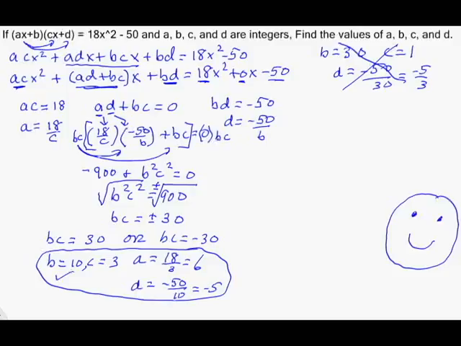Here's one right here, and then other possibilities. Well, you might want B to be negative 10 and C to be negative 3. So if that's the case, then A would have to be negative 6, and D would have to be 5. Okay, another possibility. Remember that the b times c could be negative, so there's no reason why you can't have b is equal to 10 and c is equal to negative 3, in which case a would be negative 6 and d is equal to negative 5.